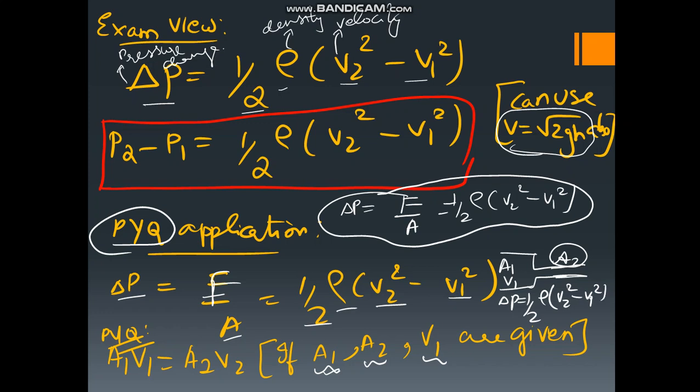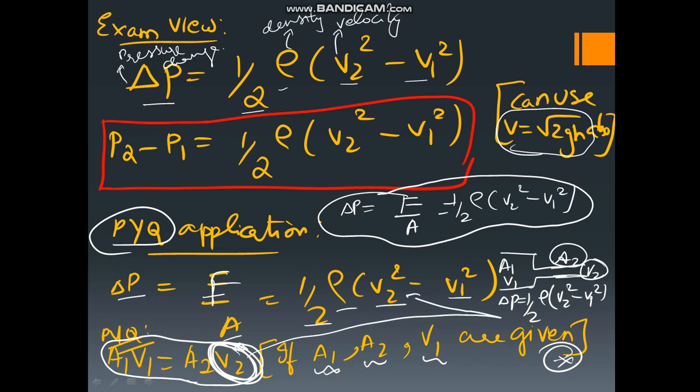v1 you know, but v2 you don't know. How will you find v2? By applying the equation of continuity: a1 v1 is equal to a2 v2. This is a previous year question. So by using the equation of continuity, you will find v2, and you will substitute the v2 in the formula. So delta P is equal to force by area, that is equal to 1 by 2 into rho into v2 square minus v1 square, and a1 v1 is equal to a2 v2.